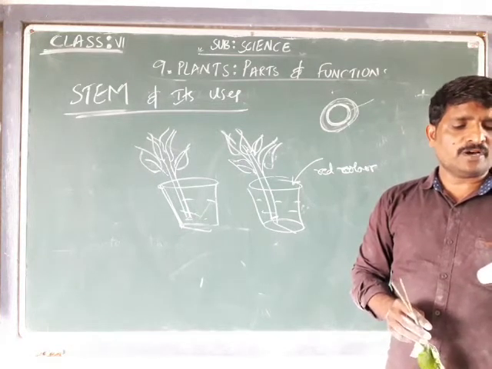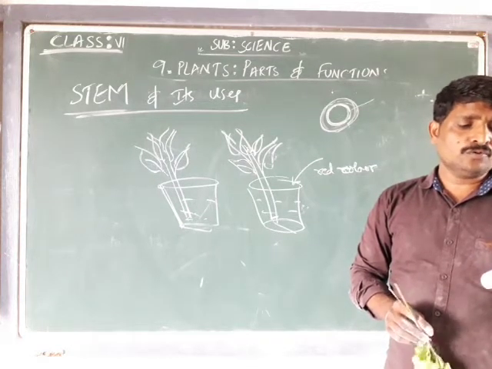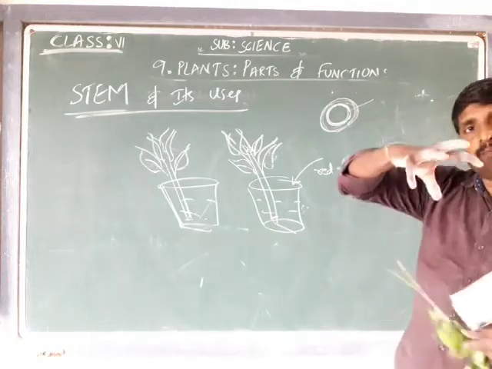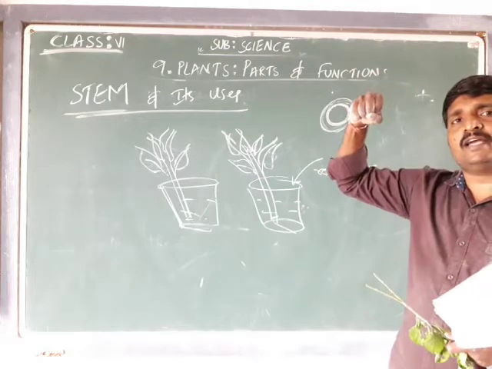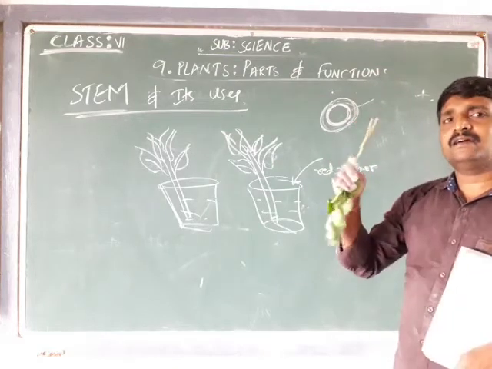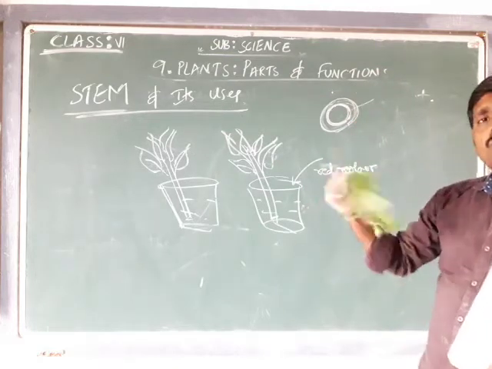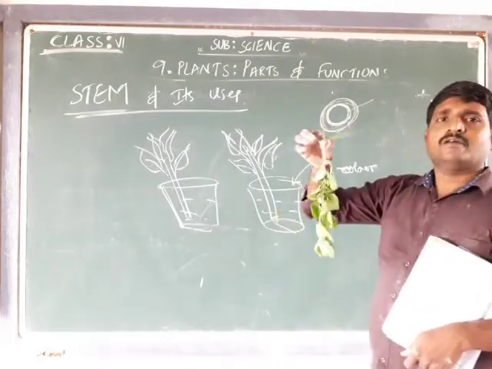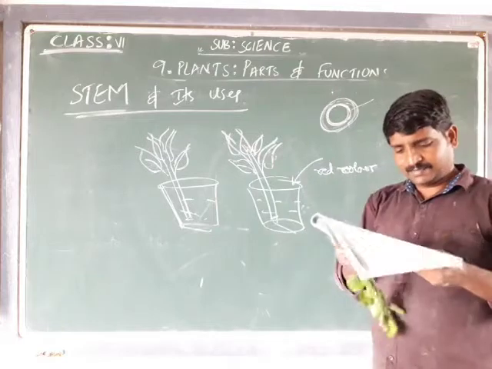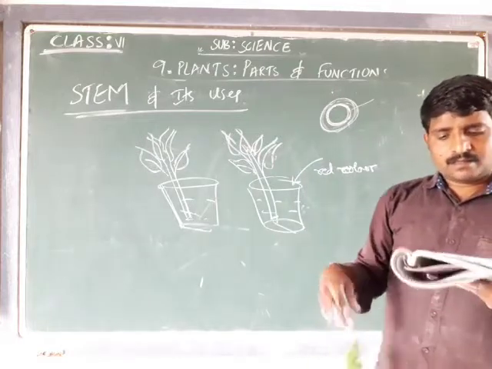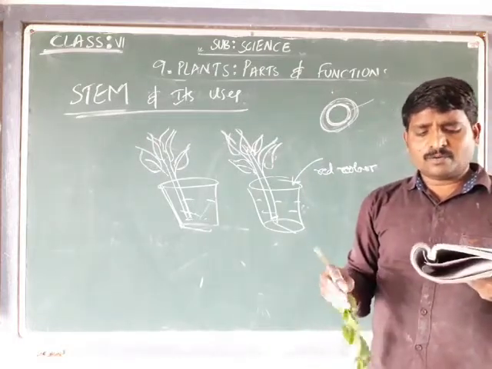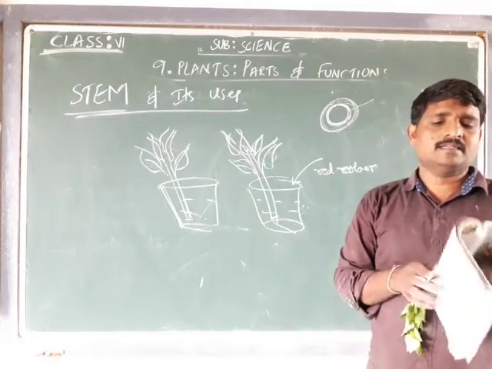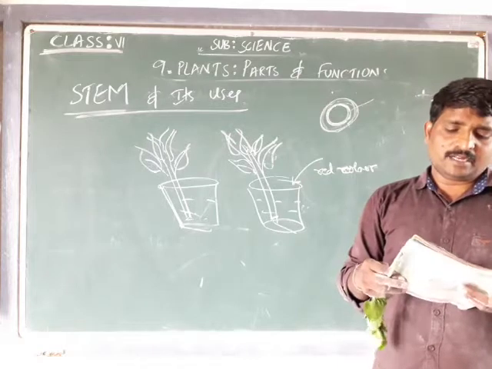The water absorbed by the roots is carried through the stem to all parts of the plant. The water which is absorbed by the root from the soil will be carried throughout the plant, to all the parts of the plant, through the stem. Okay. That is our observation.